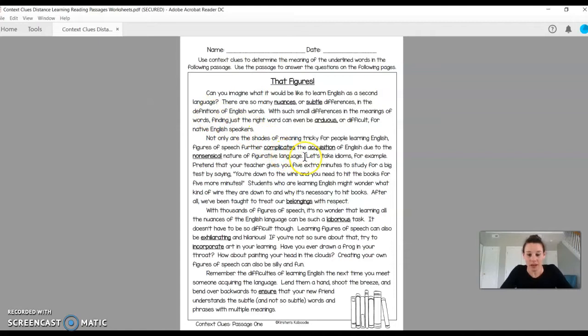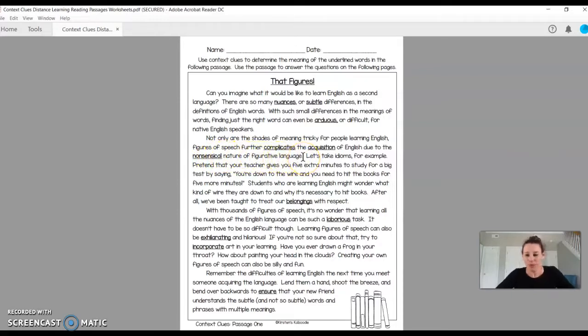I'm going to stop right there. That was a really big sentence. So when you're trying to figure out the meanings of these context clues, the figures of speech further complicates. I know if something is complicated, that usually means it's very hard. So it makes it harder, the acquisition of English language. So not only are the shades of meaning tricky for people learning English, figures of speech further complicate or make it hard the acquisition of English due to the nonsensical nature of figurative language.